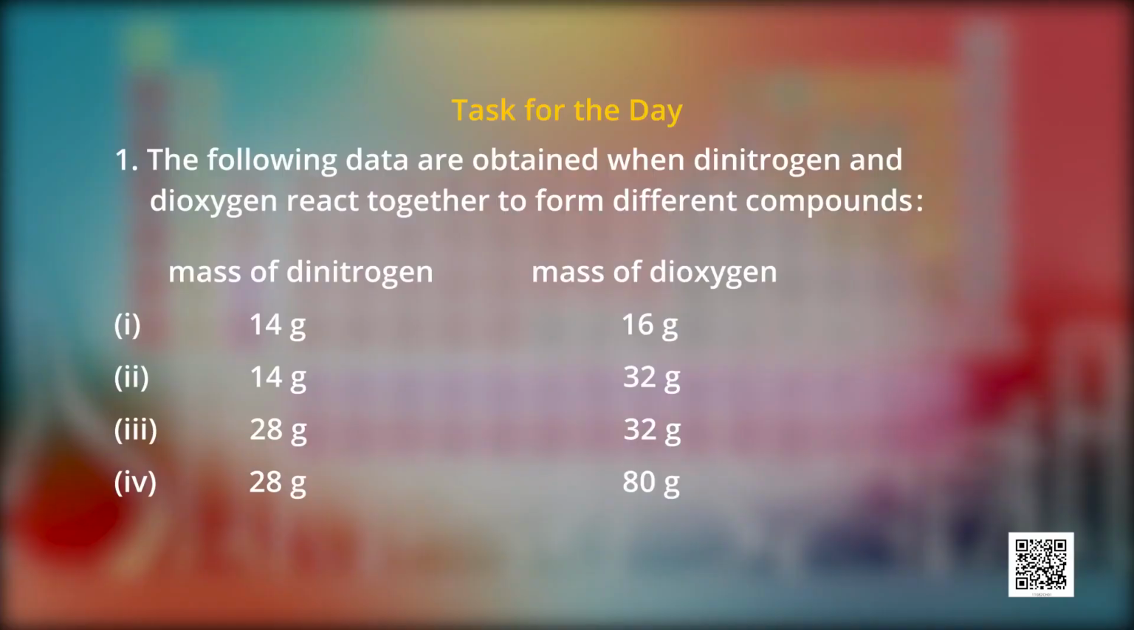Friends, let us assess ourselves. Find out the answers of the questions displayed on the screen. The first question is, the following data are obtained when dinitrogen and dioxygen react to form different compounds. In the first case, mass of dinitrogen is 14 gram, mass of dioxygen 16 gram. Second case, mass of dinitrogen 14 gram, dioxygen 32 gram. In the third case, mass of dinitrogen 28 gram and dioxygen 32 gram. Fourth case, mass of dinitrogen 28 gram and mass of dioxygen 18 gram.